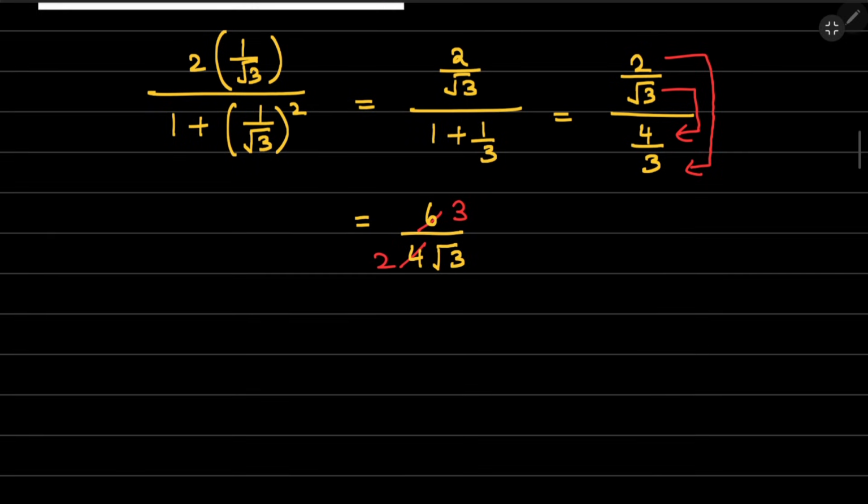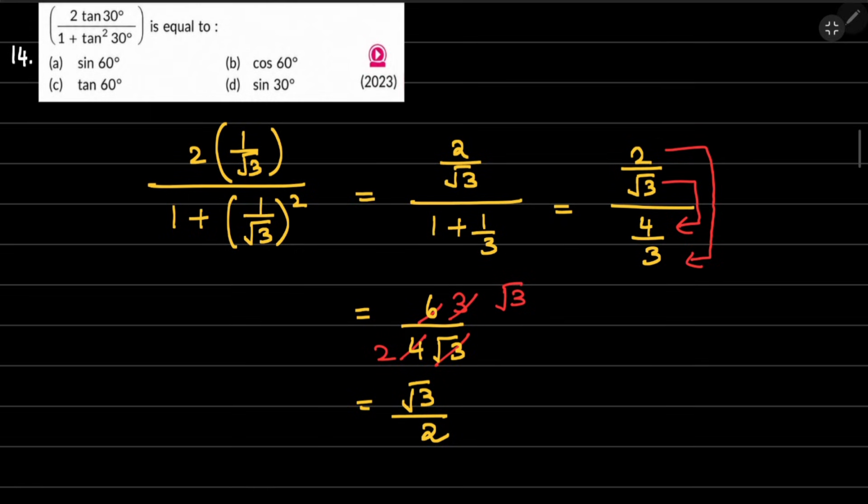And again, you can also cancel root 3. Root 3 by 2 will be, 3 is nothing but root 3 into root 3, so one root 3 will get cancelled. So the final answer is root 3 by 2. And which of the angles given here is root 3 by 2? If you take sine 60, it is root 3 by 2. Correct? Option number A is the correct answer.